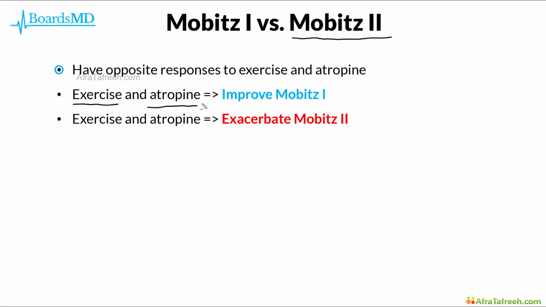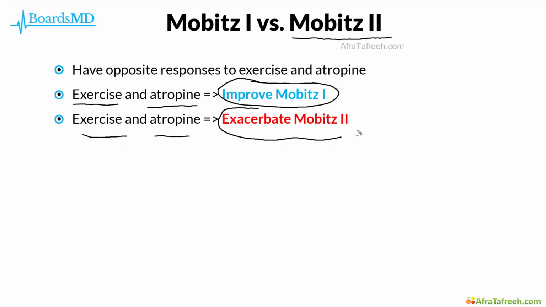Because Mobitz 1 is generally a problem with conduction through the AV node, both exercise and atropine are actually going to improve symptoms as well as EKG findings in patients with Mobitz 1. However, Mobitz type 2 involves a problem that occurs below the AV node, and therefore exercise and atropine are actually going to worsen or have no effect on Mobitz type 2.